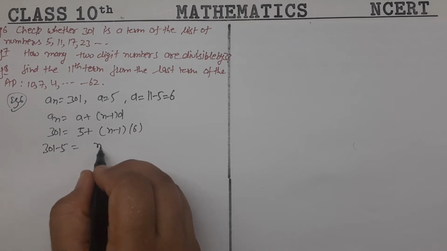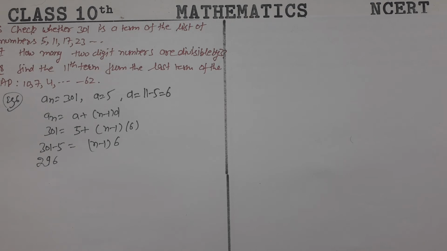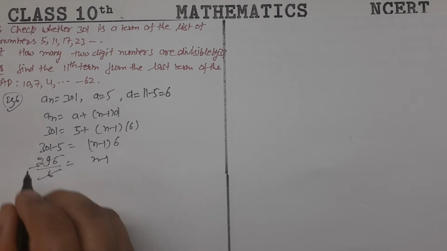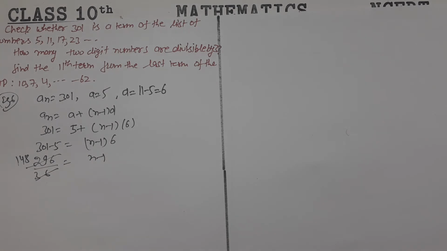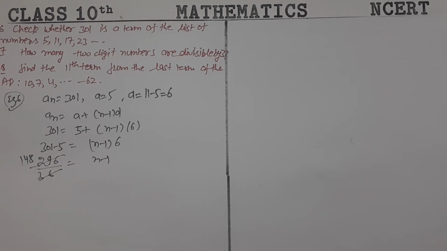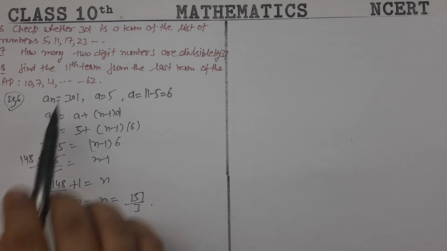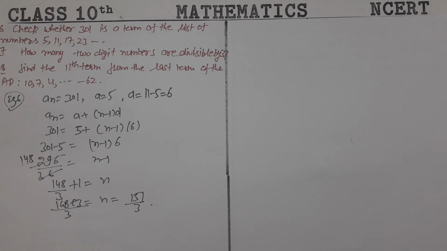Minus 5 comes to the left hand side, becomes negative. Subtract now. We have 296 divided by 6 equals N minus 1. Cancel by 2. 148 by 3 plus 1 equals N. We have N equal to 151 by 3. That's why 301 is not a term of that AP.